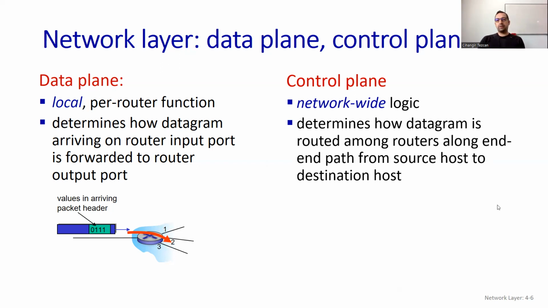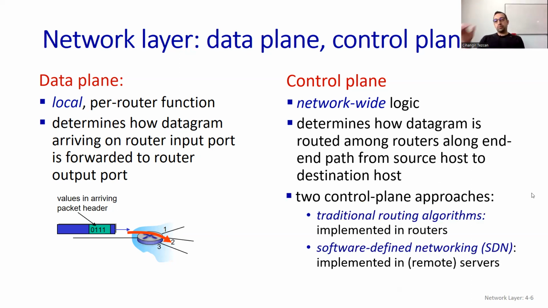Control plane: network-wide logic that determines how a datagram is routed among routers along the end-to-end path from source host to destination host. Here we need routers to exchange information somehow, so that they know where the edge hosts are and can construct a path.